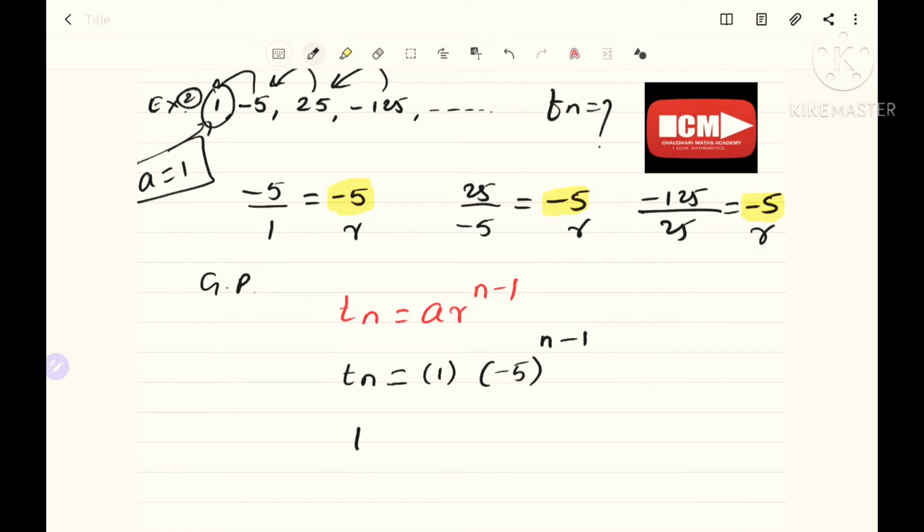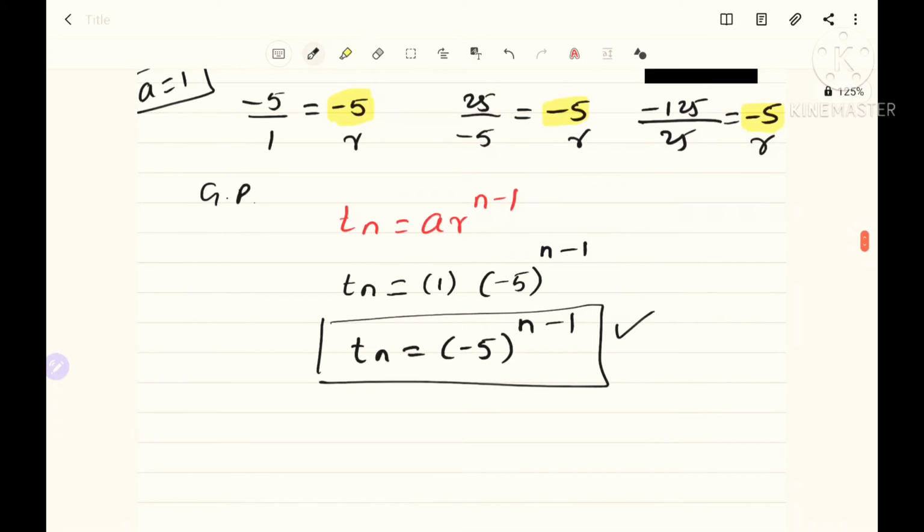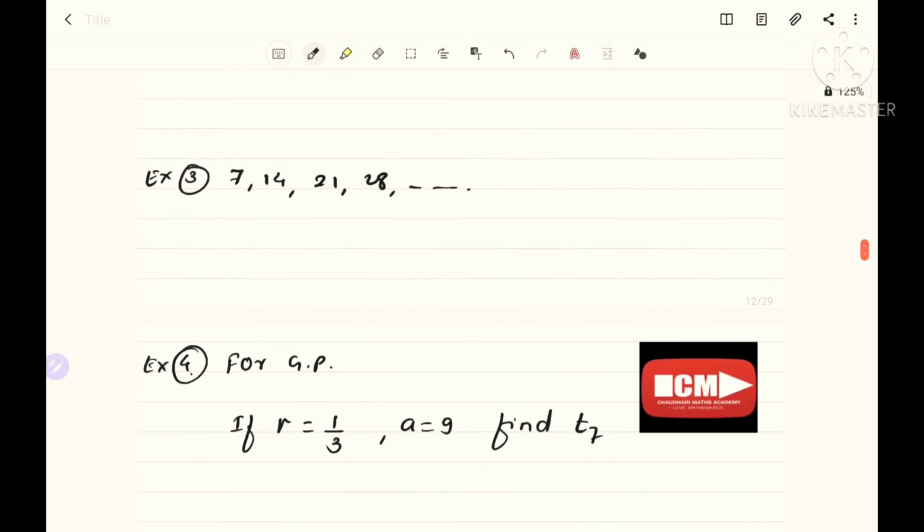So friends, if you want, you can keep this as it is. So the final answer is minus 5 raised to n minus 1. This is the nth term of the given geometric progression. Okay, let's switch to the next question.